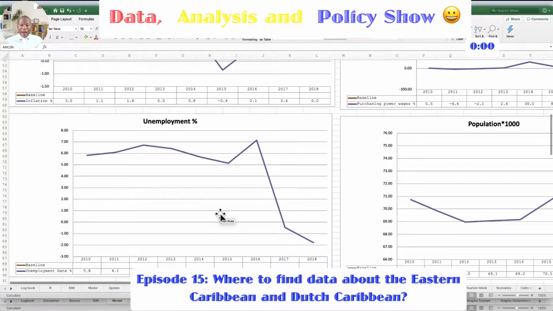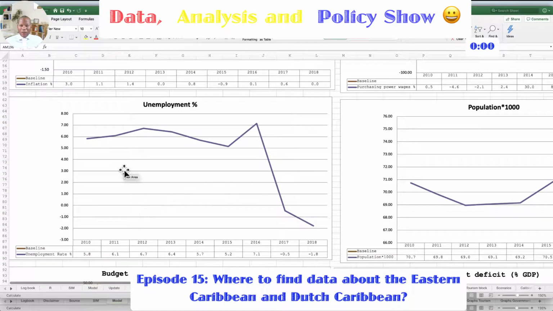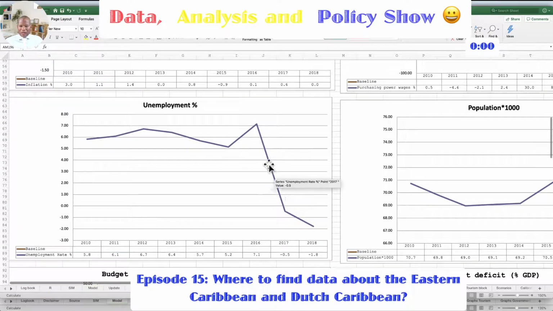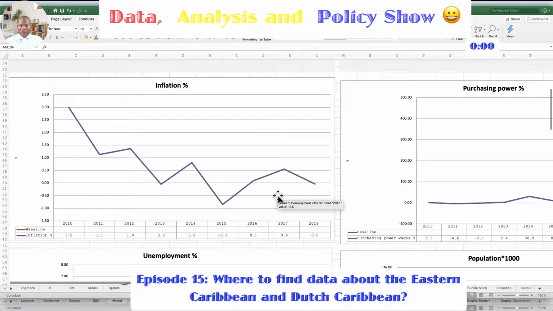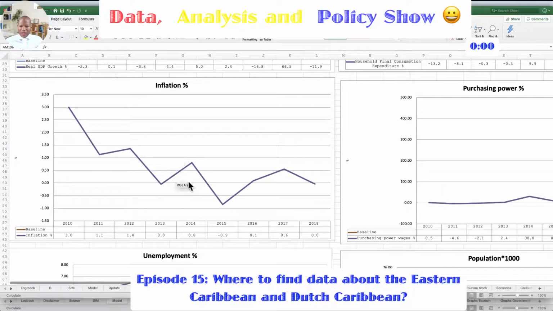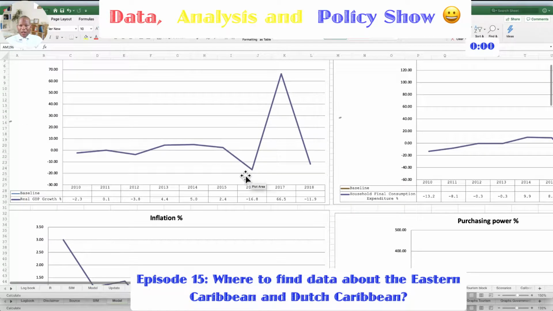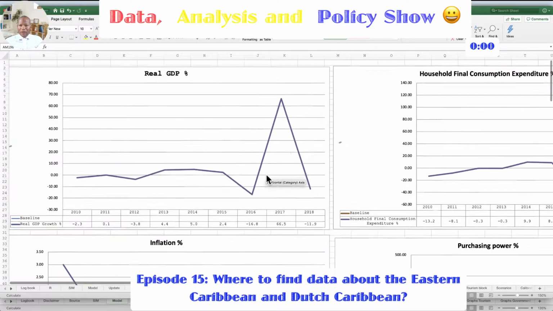These are the graphs of unemployment in Dominica, about 6%, and this is inflation. Inflation was about 3%, and it's going to zero. Not a lot of inflation. There is the real GDP, pretty much stable, not really that great. And let me see.